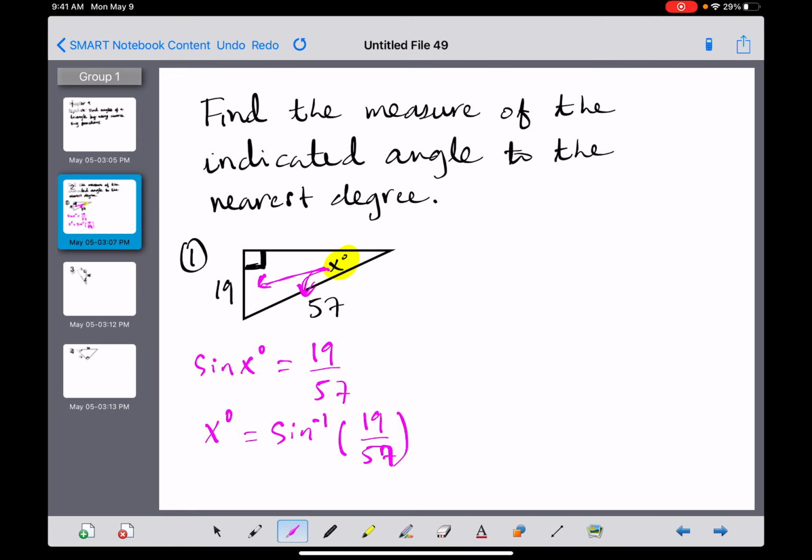Then you would get x approximately 19.47, a long answer. But we want to round it to the nearest degree, so our answer is going to come out to be approximately 19 degrees. Okay, let's move on to number 2.